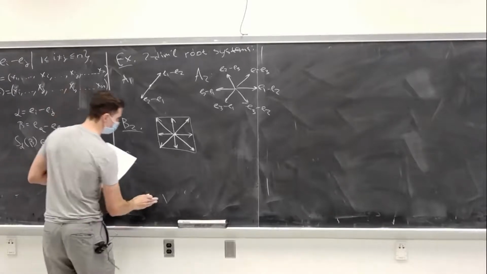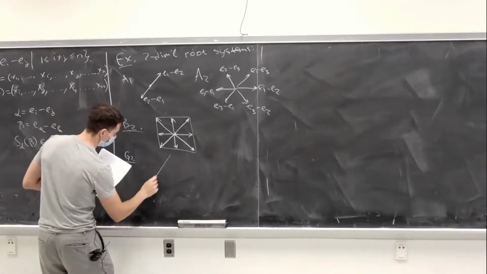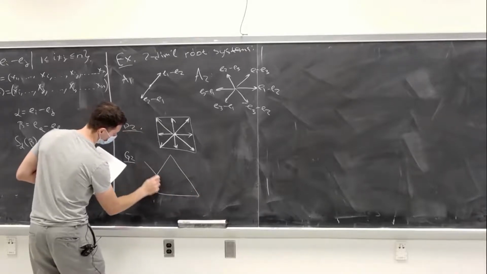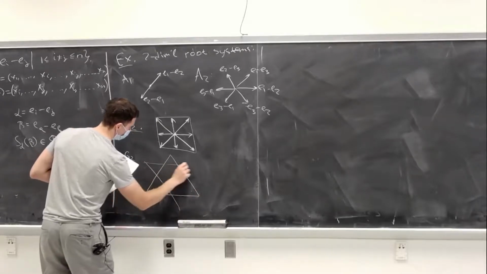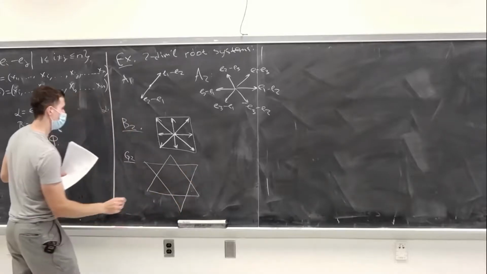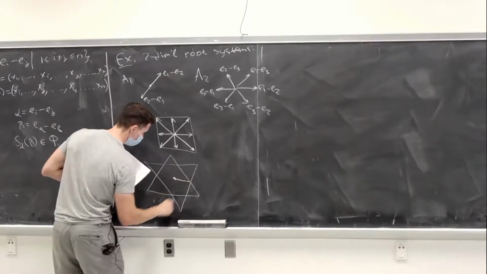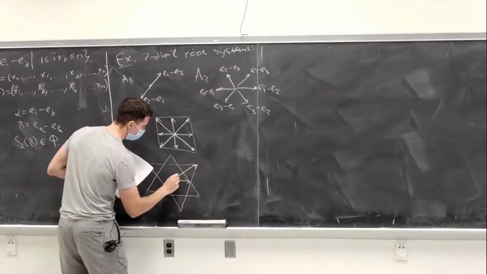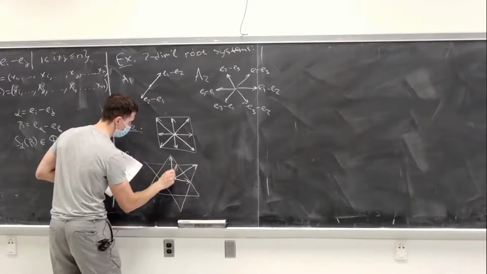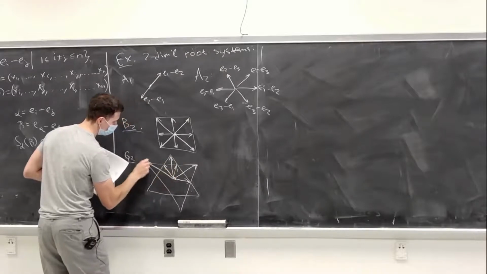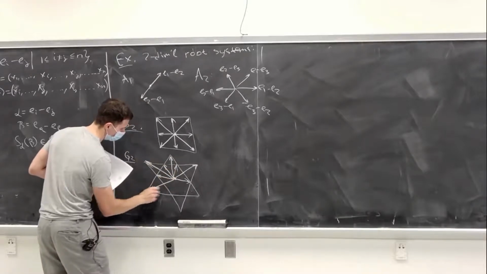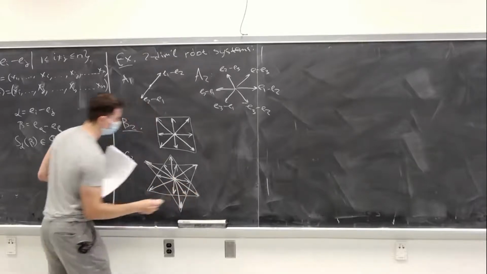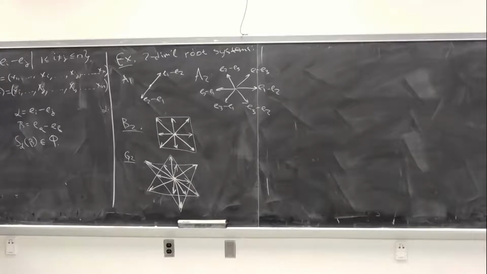And then for G2, that's a little harder to draw, but I'm going to try. So I need to draw a pair of equilateral triangles like this. And then I just draw all these. There's going to be 12 vectors.